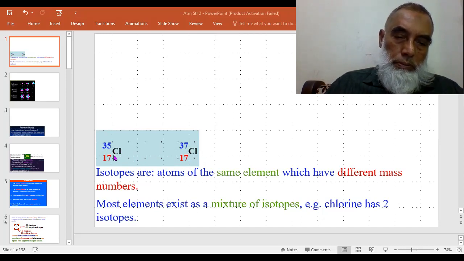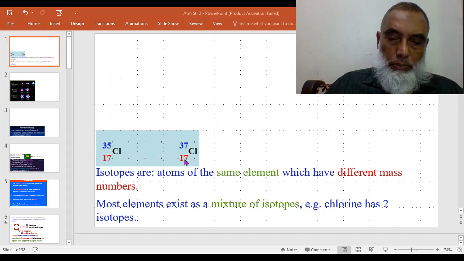In chlorine 35, there are 17 protons and 18 neutrons. Its atomic mass is 35. In chlorine 37, its atomic number is 17, number of protons is 17, and number of neutrons is 20, so its atomic mass is 37.